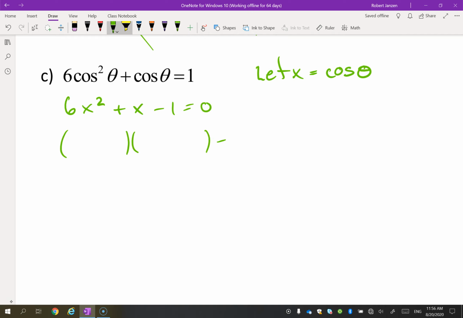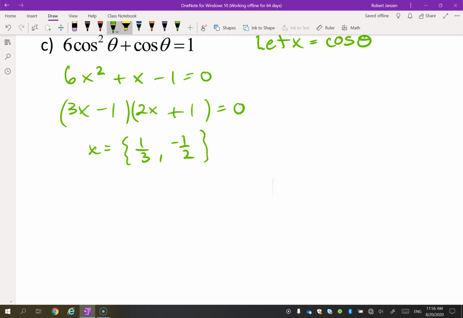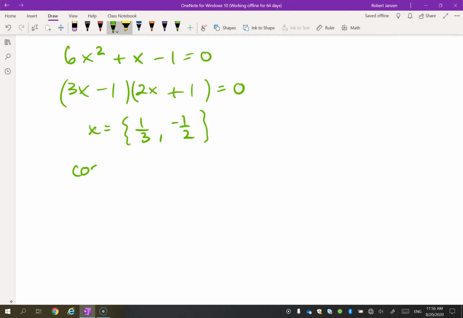So let's factor. I get 3x and 2x. I need a plus 1 there and a minus 1 there. So this gives me 2 solutions. X is 1/3 and negative 1/2. So I'm going to have cosine theta is 1/3, and cosine theta is negative 1/2.